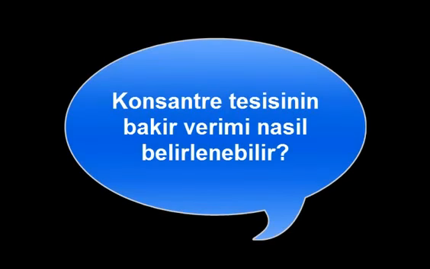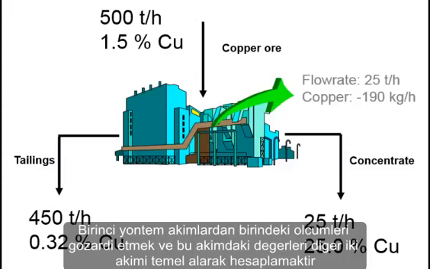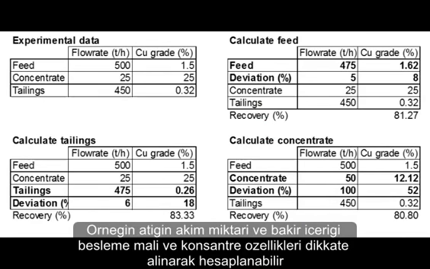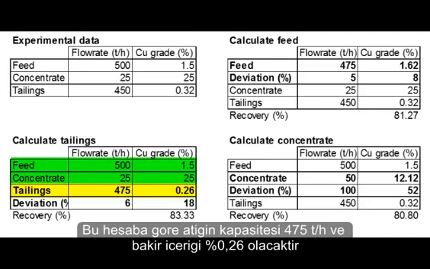What is the method to determine the copper recovery of the concentrator? One method is to disregard the measurement of one of the streams and to do the calculation based on the two other streams. For example, the mass flow rate and copper content of the tailings could be calculated from the feed and the concentrate. The mass flow rate is now 470 tons per hour and the copper content is 0.26%.